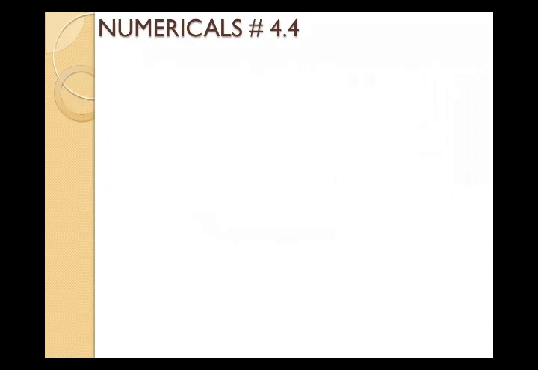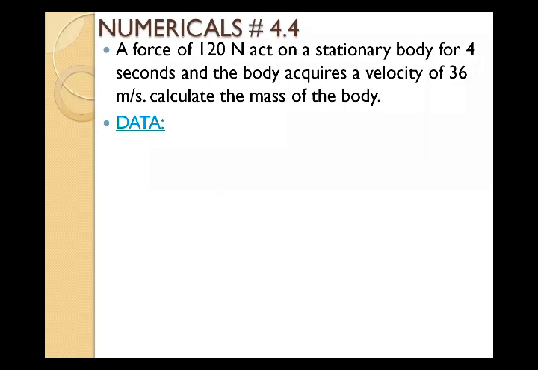Now, the second numerical is numerical 4.4. And the question is, a force of 120 Newton acts on a stationary body for 4 seconds, and the body acquires a velocity of 36 meter per second. Calculate the mass of the body.